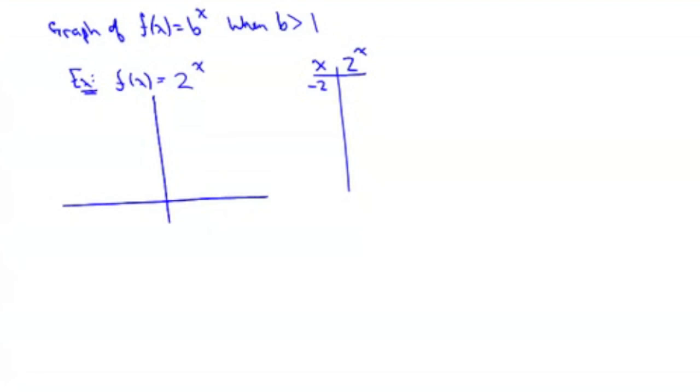-2. 2 to the -2 is 1/4. -1. 2 to the -1. Remember, negative exponents just means it's on the wrong side. So 2 to the -1 is the same thing as 1/2, which is just a half. 0. 2 to the 0 is 1. Nice, easy one. 2 to the 1, of course, is 2. 2 to the 2 is 4. Just for fun, if I plug in -3, 2 to the -3 is what?